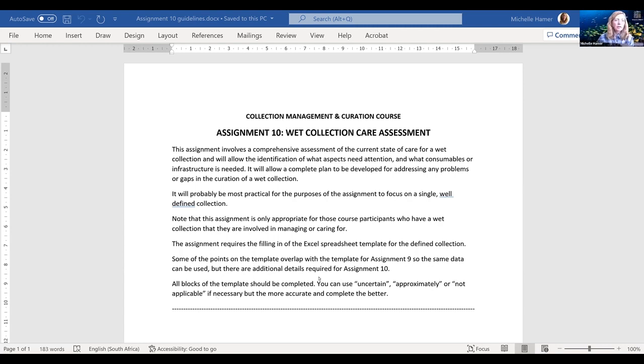Okay, so let's see how many people have done this assignment or tried to do it. Andrea has done it. Okay. Sanela Siwe's done it. Rendani's done it. Okay. All right, let's just go through it. I've done it for a fake collection, just to work through it, and then we'll take any questions and just see how people have found it.